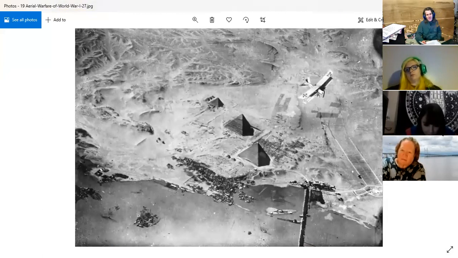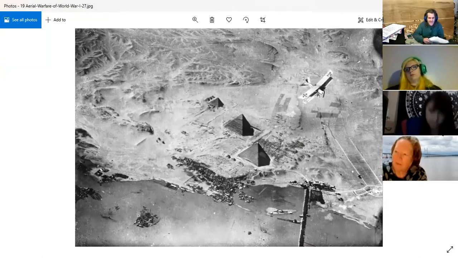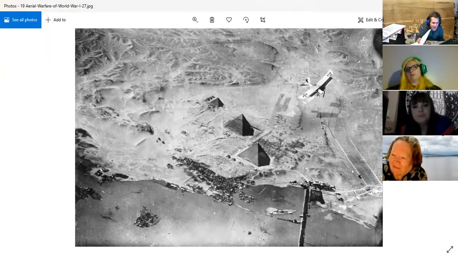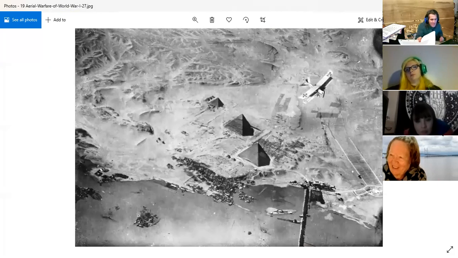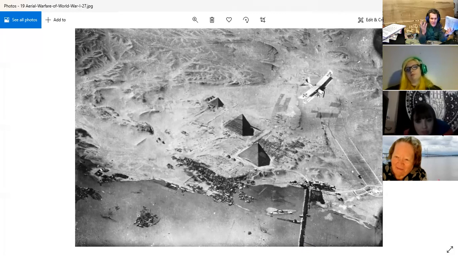Aerial photography, look at that there. It's a German craft flying over the Giza pyramids in Egypt. Look at it. If you compare that with a modern image of the landscape at Giza, it's been encroached. But that image itself, I would say, is probably from 1916, where there would have been German aircraft in the area associated with their Ottoman allies.